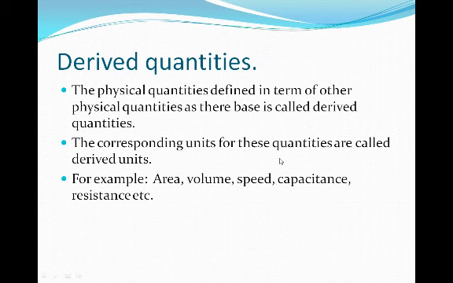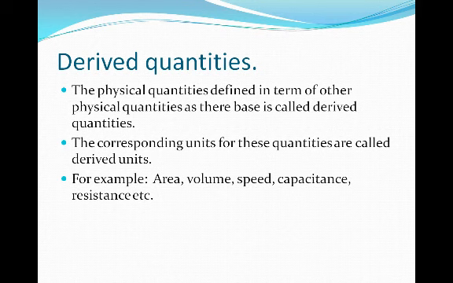Coming to derived quantities, those physical quantities defined in terms of other physical quantities as their base are called derived quantities, and the corresponding units of these quantities are called derived units. Derived quantities are area, volume, speed, capacitance, resistance, etc.